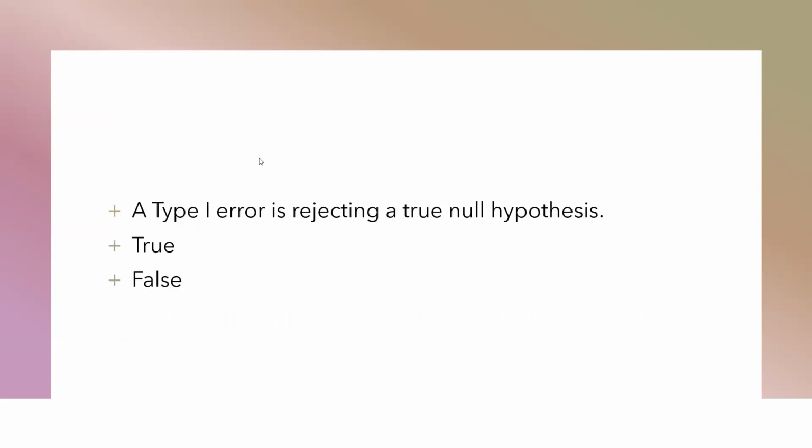A type 1 error is rejecting a true null hypothesis. Remember, that's true, this is the definition of a type 1 error. A type 1 error is rejecting a true null hypothesis, and a type 2 error is accepting a false null hypothesis. So that's the main difference between these two.